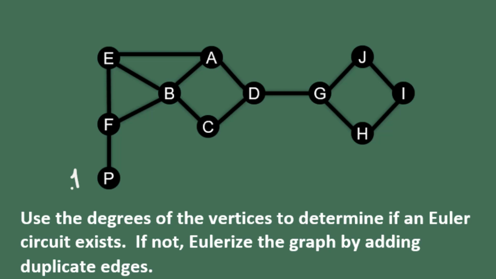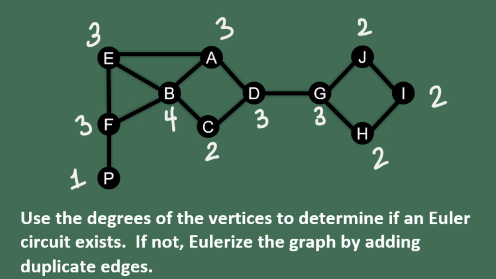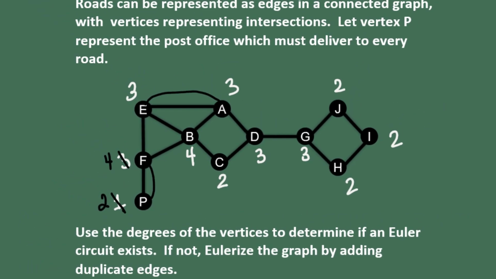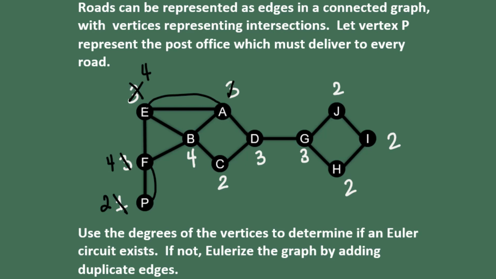Vertex P has degree 1, so this doesn't have an Euler circuit. But let's continue finding the degrees of all the vertices so that we can Eulerize it. Now we're going to go about the process of duplicating edges to create a multigraph that has an Euler circuit. So I'm going to start by duplicating the edge between P and F. That would mean that P now has degree 2 and F has degree 4. Now I'm going to look for two more vertices that are next to each other with odd degree, so E and A. So I duplicate that edge, and now they have even degrees.